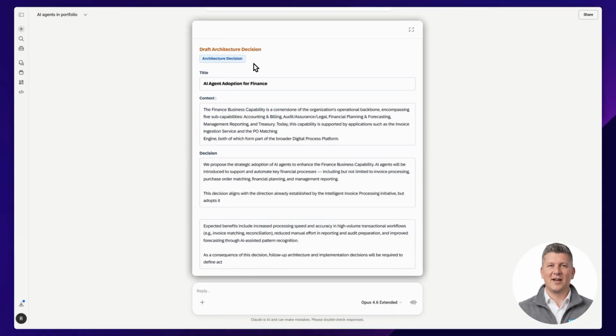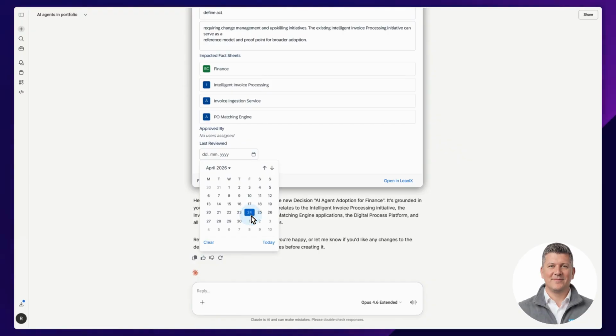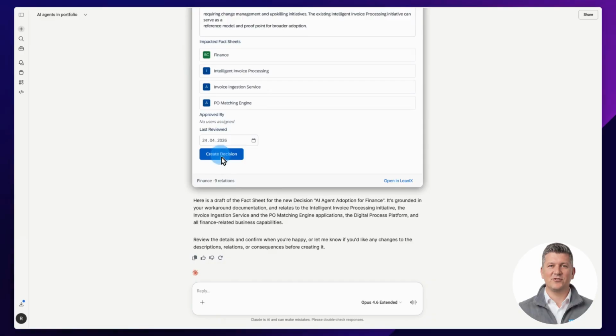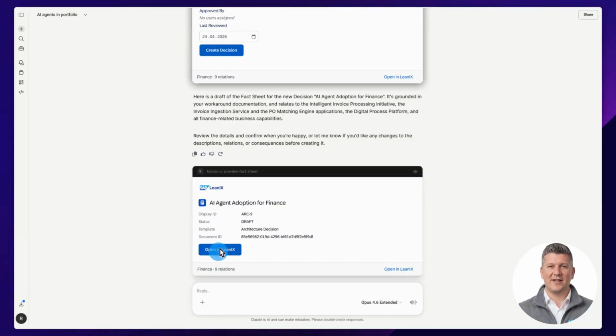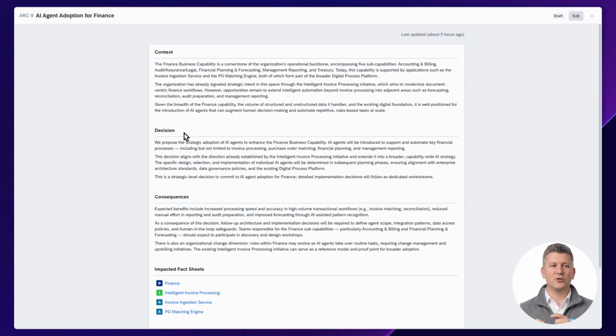Claude translates these insights into actionable architectural decisions based on Arcstone's enterprise standards and governance frameworks. It generates structured recommendations including context, decision rationale, and expected business impact, fully aligned to your existing initiatives and capabilities. What traditionally takes weeks of cross-functional alignment is reduced to minutes, and Jean remains in control, reviewing, refining, and approving decisions.